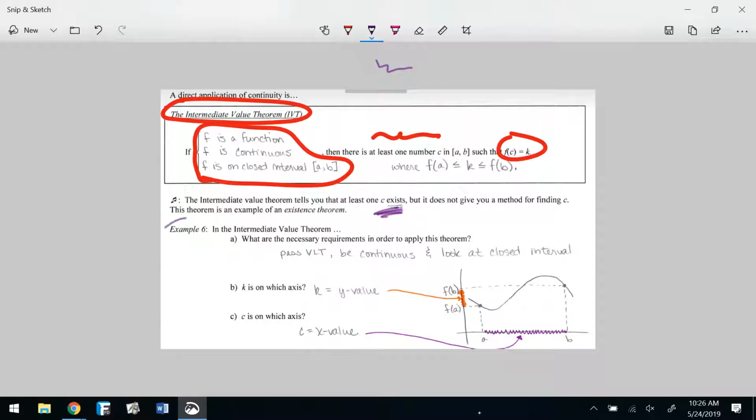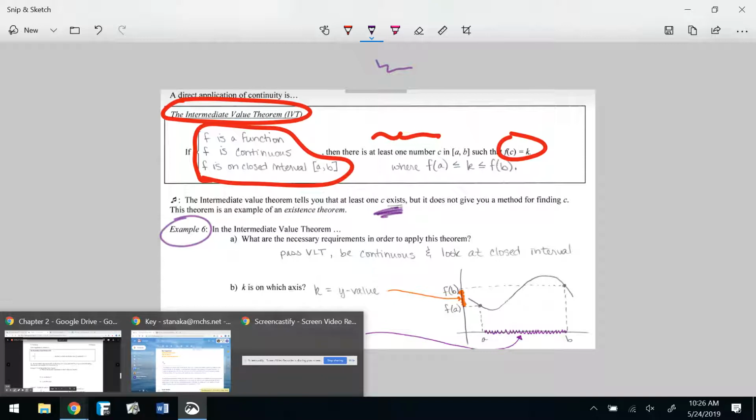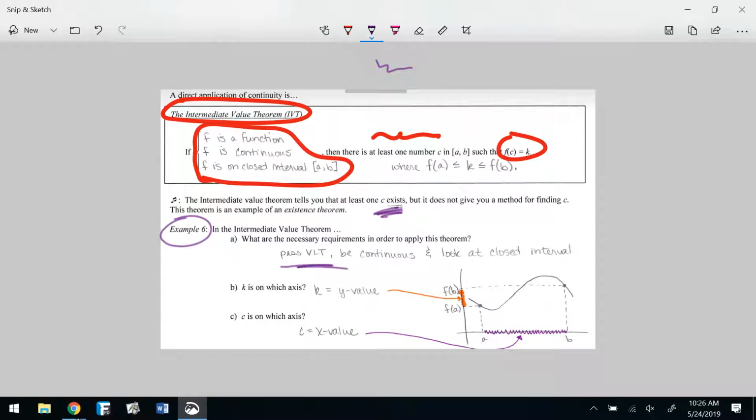Example 6, in the intermediate value theorem, what are the necessary requirements in order to apply this theorem? It's got to pass the vertical line test, making it a function. It's got to be continuous, and it has to be on a closed interval. Look at my picture. If we go back to our original definition of what c and k are, k is on the y-axis, so it's a y value. c is an x value, which is on the x-axis.